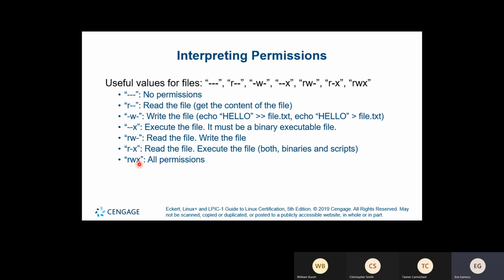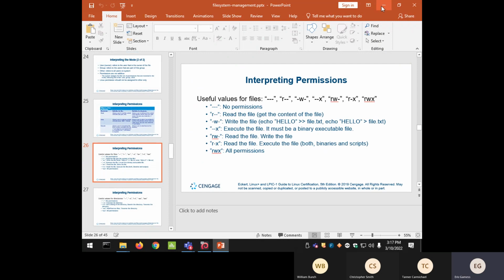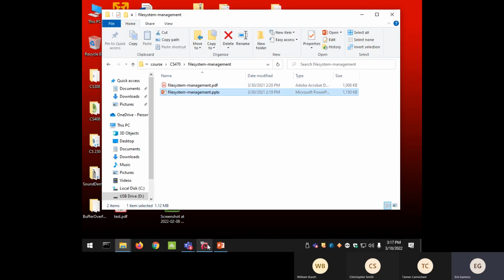If I have the three rights, I can do whatever with the file, which means I can see the content. I can modify the content. If it's an executable, I can execute the file. So there are some commands to change the rights. So let's do a small practice to understand all that.